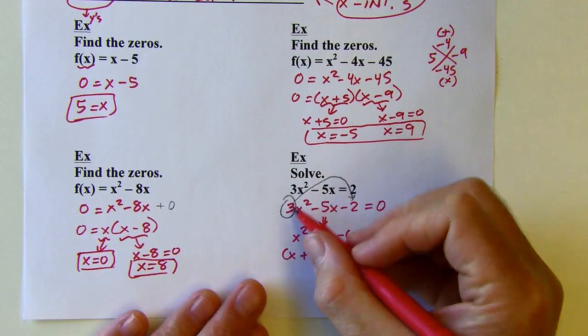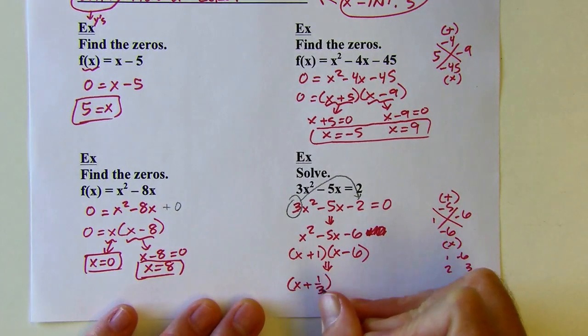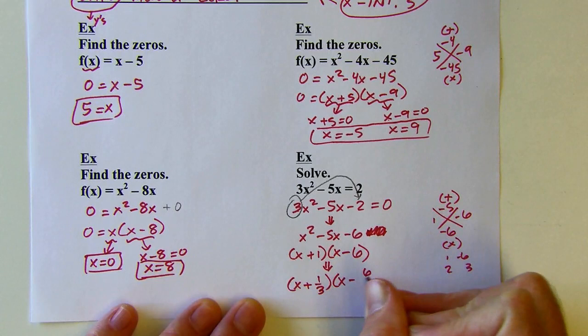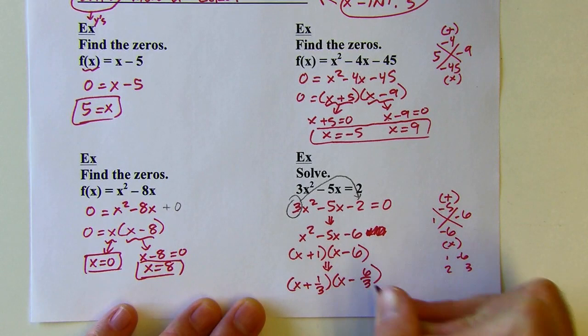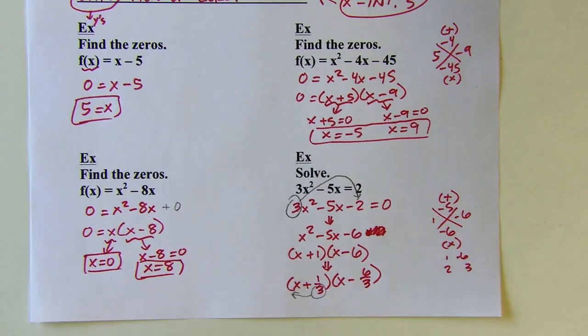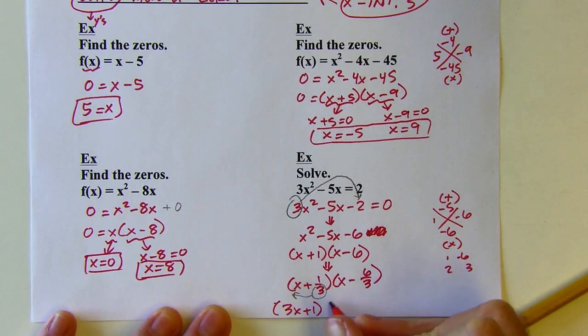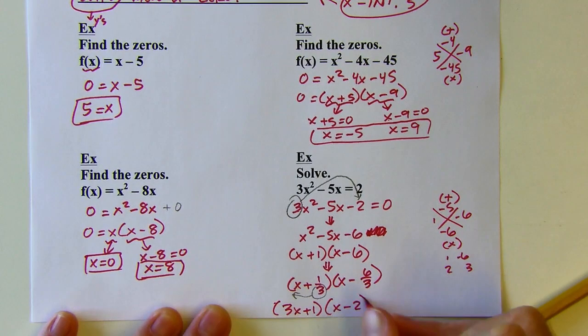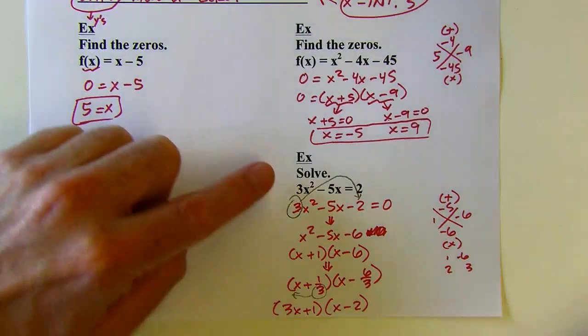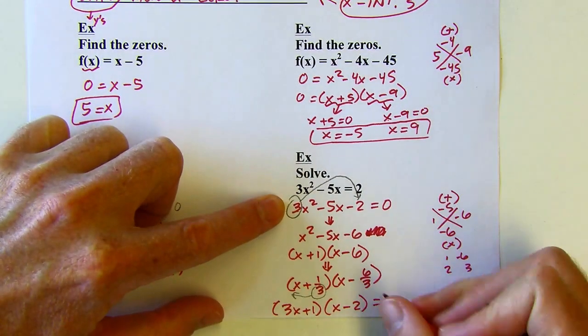So in the beginning we multiplied by 3. Now I'm going to divide the number parts by 3. Since I can't reduce 1/3, I'll pull the 3 out in front of the x. So I'm going to get 3x plus 1, and this is going to become x minus 2, right? 6 divided by 3 would be 2. So I've factored this. So this is all equal to 0.